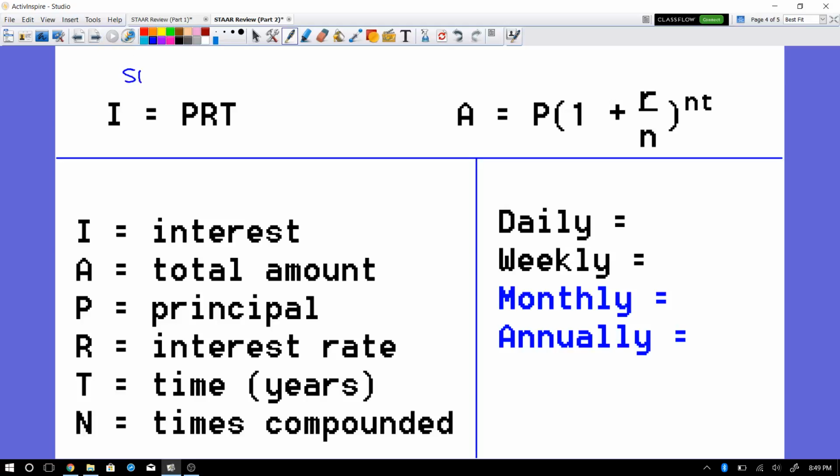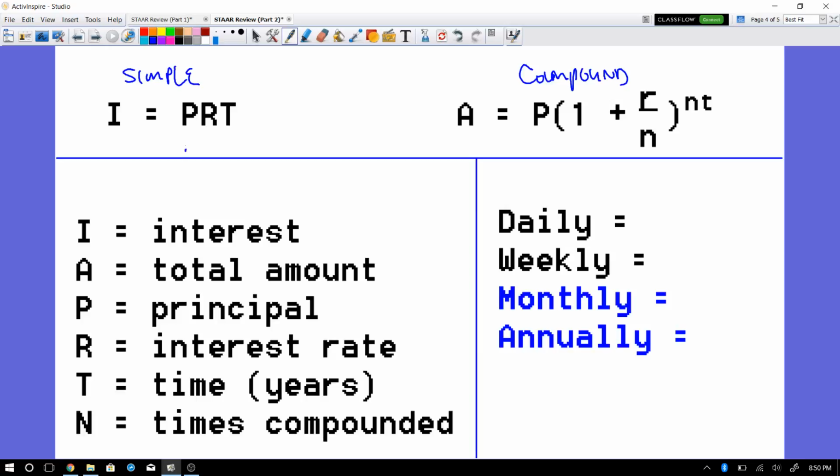Simple interest and compound. The tricky things with compound is, and simple, is that when you find simple interest, you're only finding the interest.